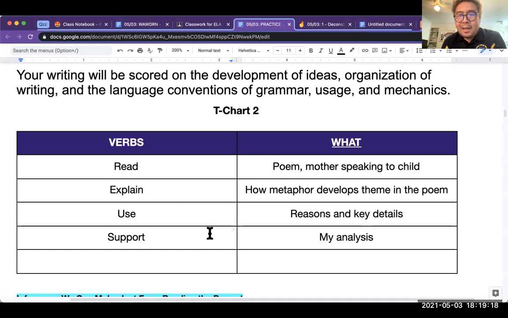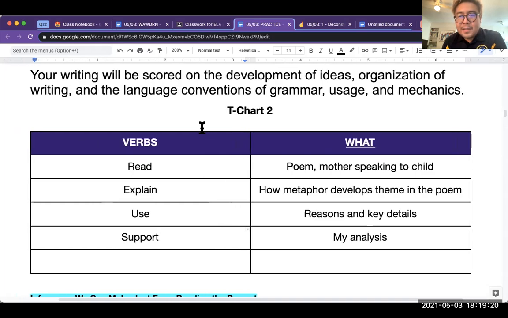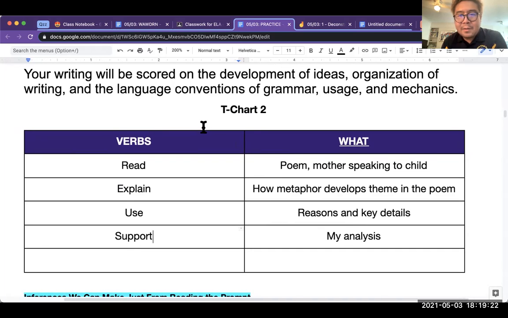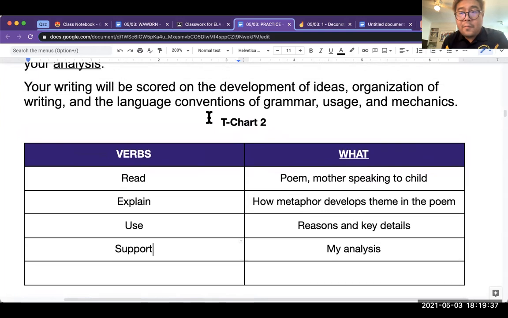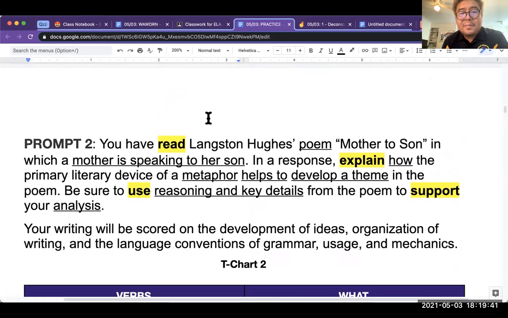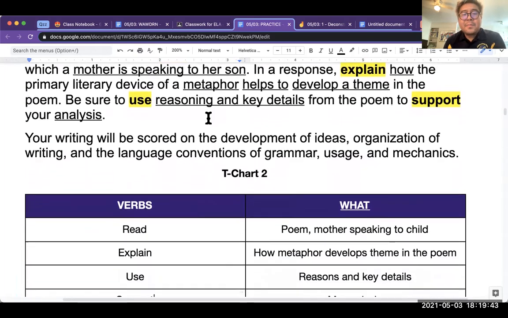I love beautiful biographies with pictures and timelines and videos, but really, a good response to a prompt doesn't have to be a huge thing. It could just be a paragraph. If it meets all of the requirements of the prompt, it could score full points. All right. So this is your T-chart for prompt 2.